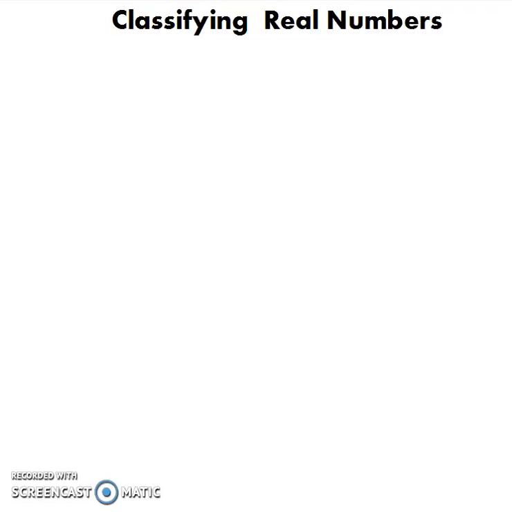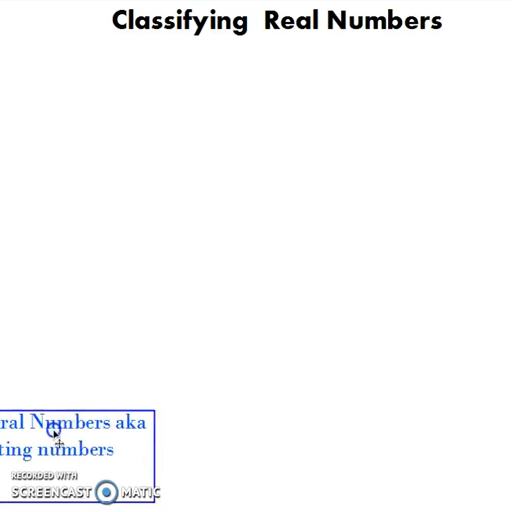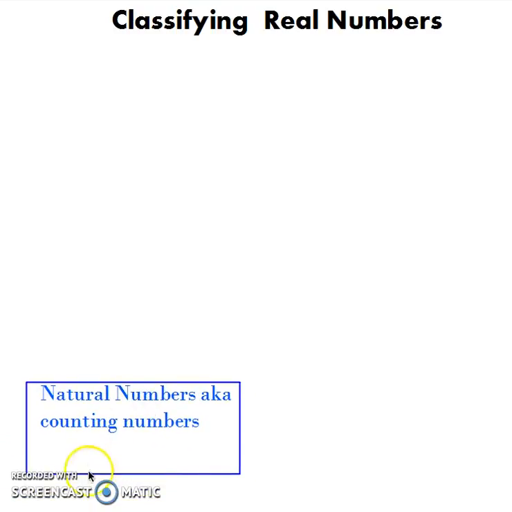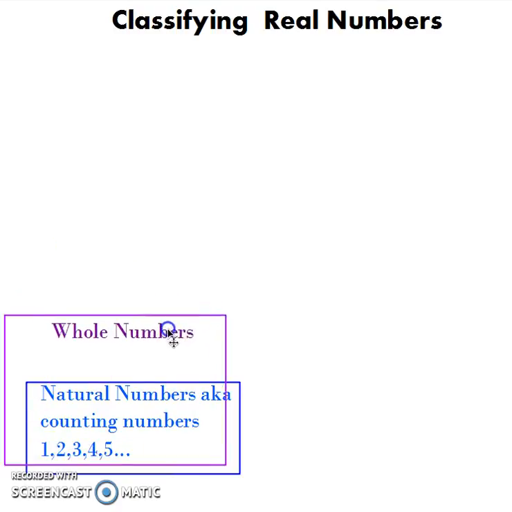Welcome to the short video on classifying real numbers. First, let's begin with our natural numbers. Natural numbers, also known as counting numbers, are numbers that you used your fingers to count when you were little. 1, 2, 3, 4, 5, 6, 7, 8, 9, 10, 11, 12, all the way to infinity if you wanted to.